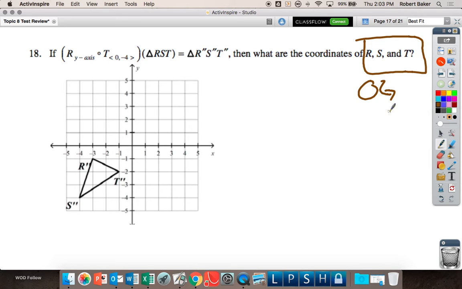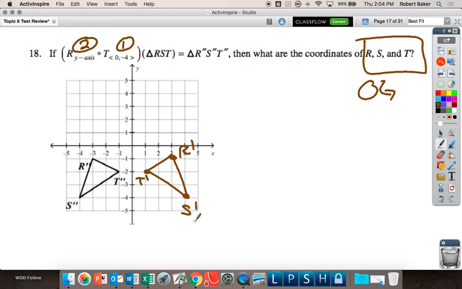Now, when you do a composition of transformations, which one do you do first? T. This is the first step when you're doing it, and this is the second step. But when you're undoing it, you have to do the second one first. You see how this can get uber confusing. So step number 2, go backwards, reflect it across the y-axis. 1, 2, 3, 4. This is R prime, T prime, and S prime.